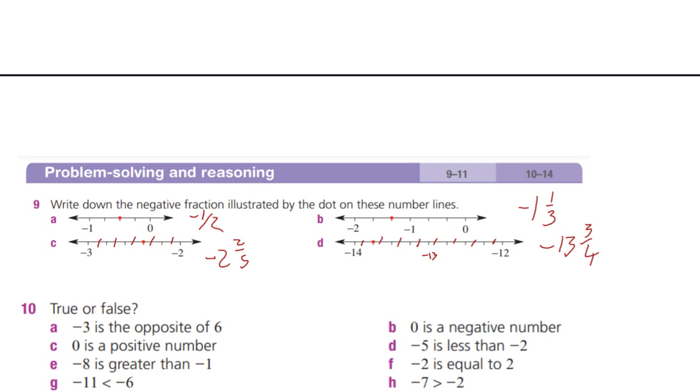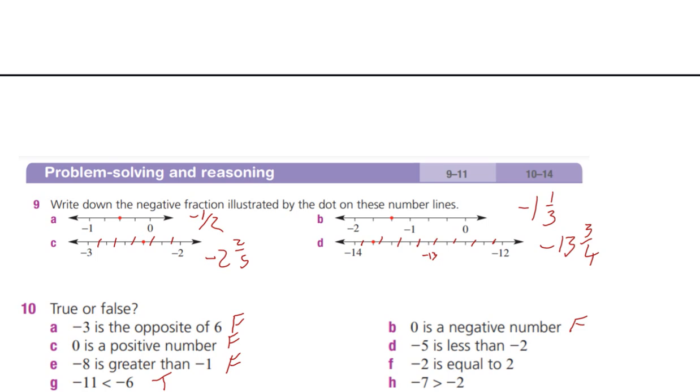True or false? 3 is opposite of 6. No. 0 is a positive number? No. Minus 8 is greater than 1. No. Minus 11 is less than minus 6. That is true. 0 is a negative number. No, I don't think it's negative or positive.